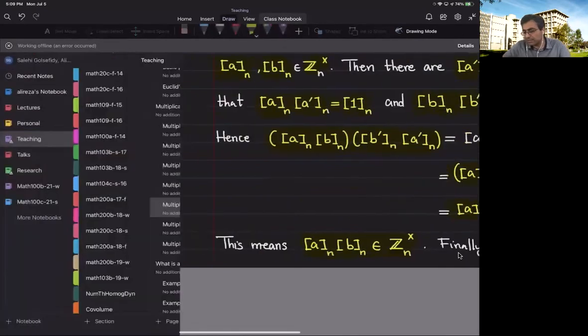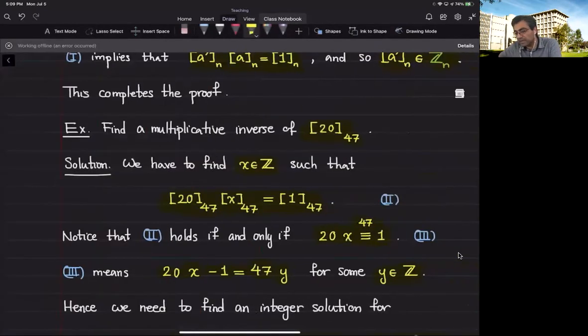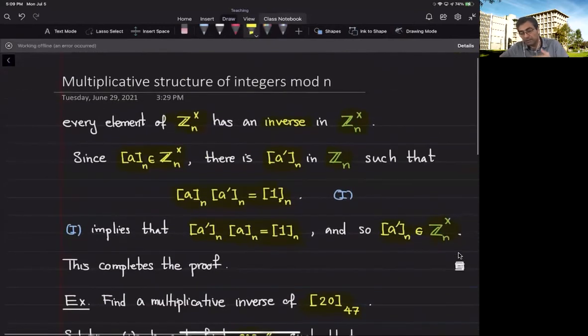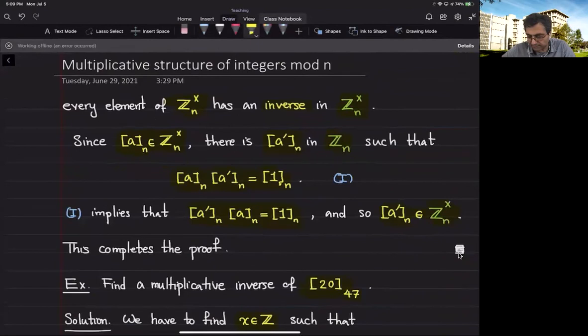Let's finally discuss why every element has an inverse. Again, as we have pointed out earlier, knowing that the residue class of A is invertible, we deduce that it does have an inverse in the set of integers modulo n. But what I want to point out is that this inverse itself is a unit. Now, what does it mean that this is the multiplicative inverse? It means that the residue class of A times the residue class of A prime is the residue class of 1. And of course, multiplication is commutative.